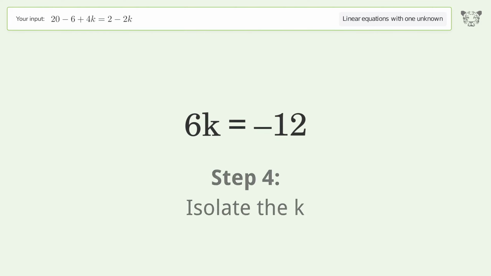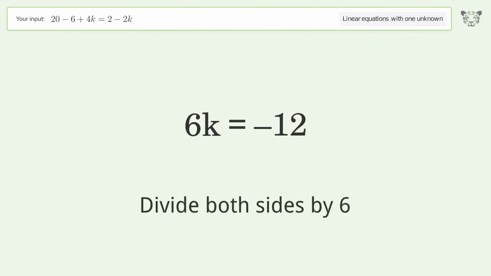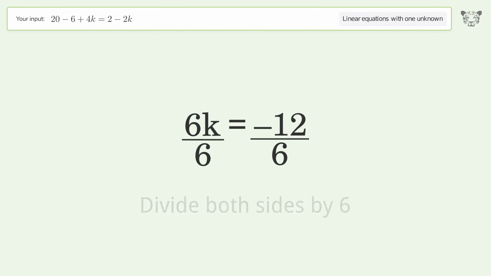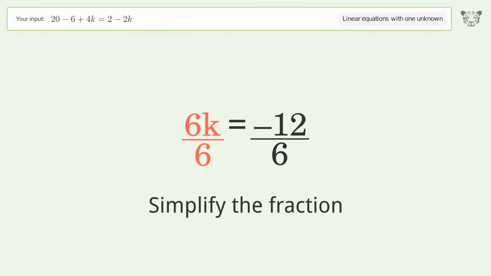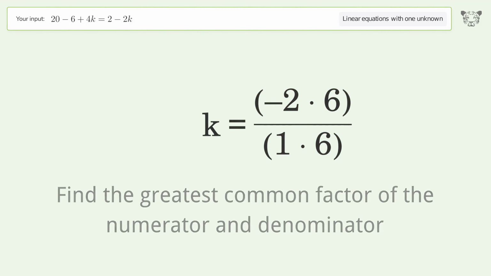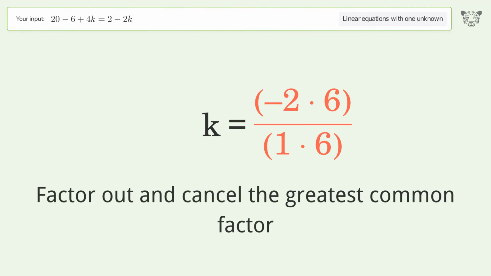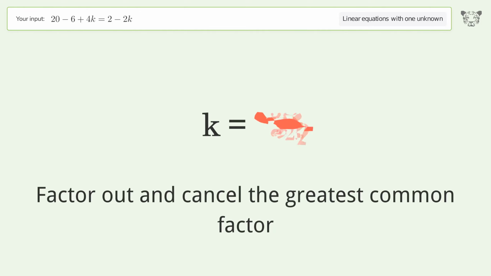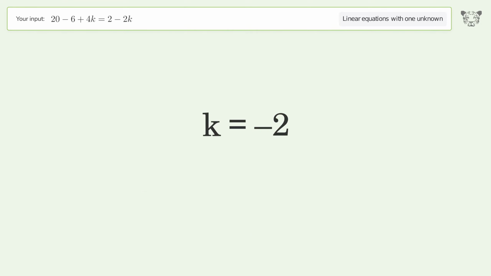Isolate the k. Divide both sides by 6. Simplify the fraction. Find the greatest common factor of the numerator and denominator. Factor out and cancel the greatest common factor. And so the final result is k equals -2.